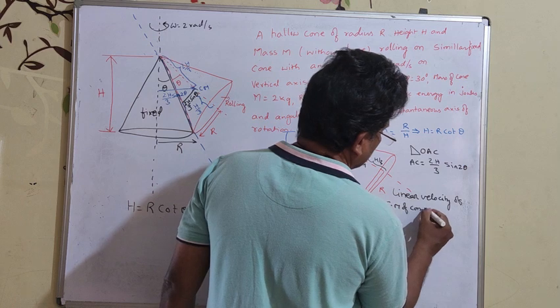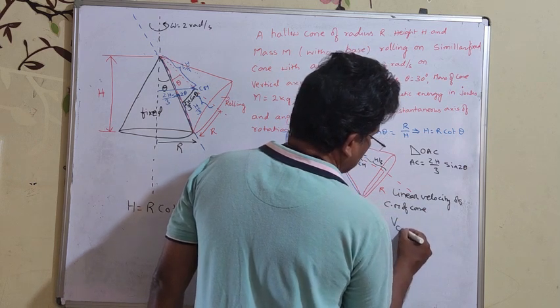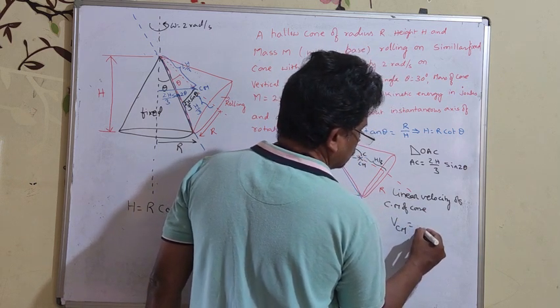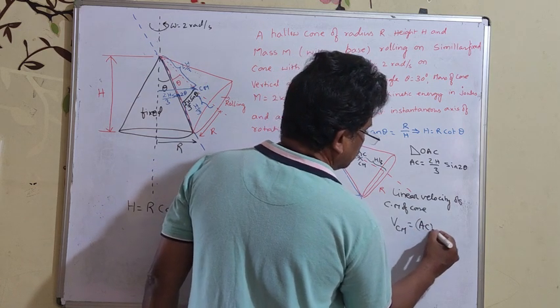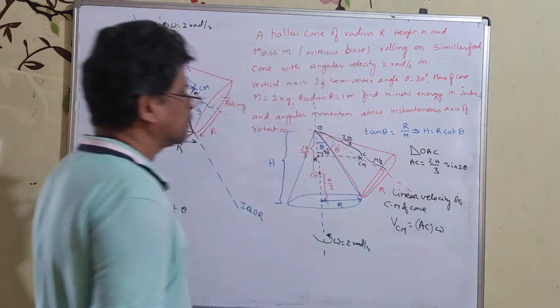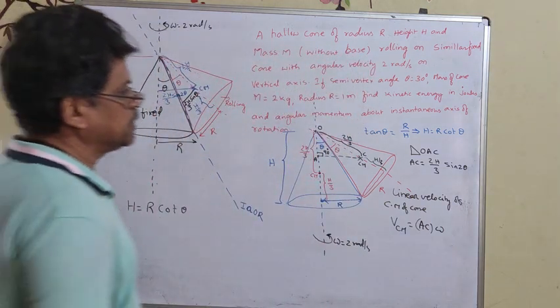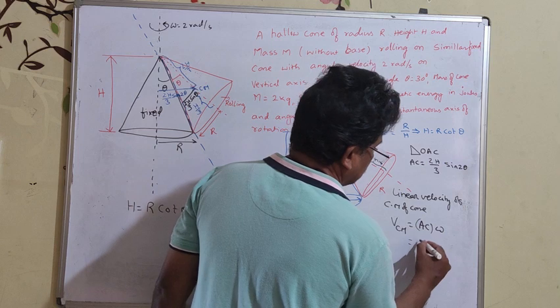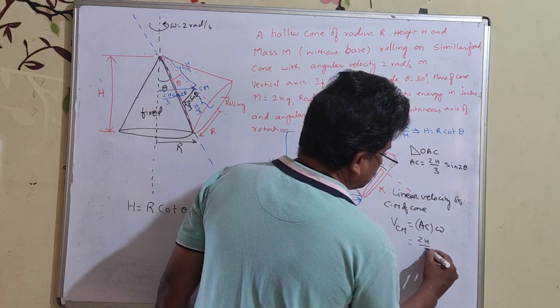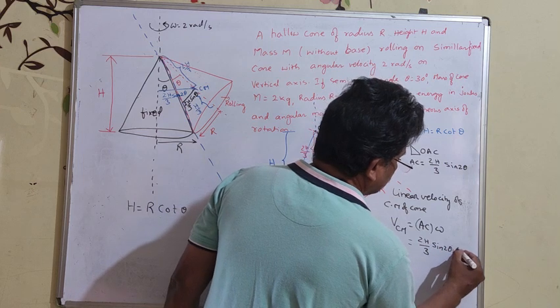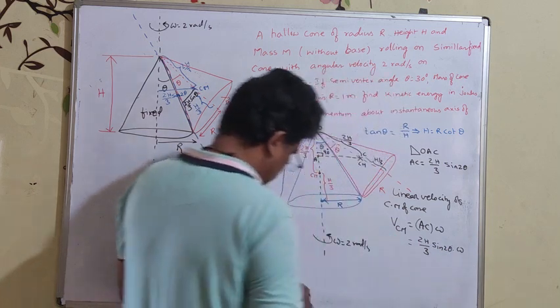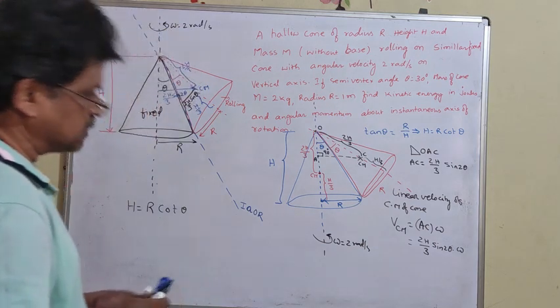Velocity of the center of mass is equal to, we have an expression: AC into omega, perpendicular distance into angular velocity. AC is equal to 2h by 3 into sine 2 theta, so v is 2h by 3 into sine 2 theta into omega. This is the velocity of the center of mass.